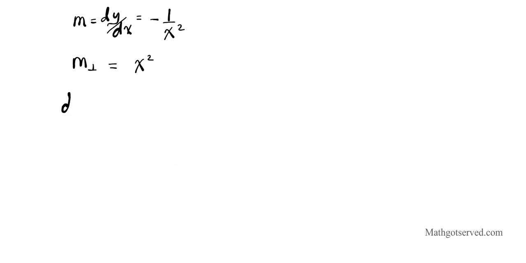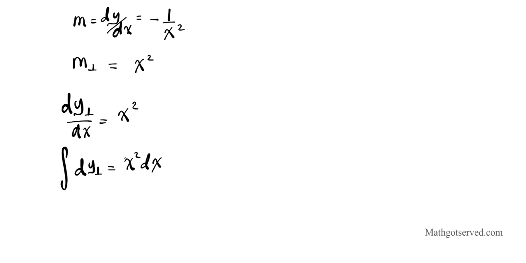So dy dx, I'm going to call the other line y perpendicular. So dy perpendicular dx is equal to x squared. So if this is the function that defines the slope of this curve at any point, then what is the curve? We'll just integrate both sides to get what y perpendicular is. Before I go ahead and integrate, I need to separate my variables first. So I have dy perpendicular is equal to x squared dx. And then just simply integrate both sides, and you're going to have y perpendicular is going to be x to the third over 3 plus c.